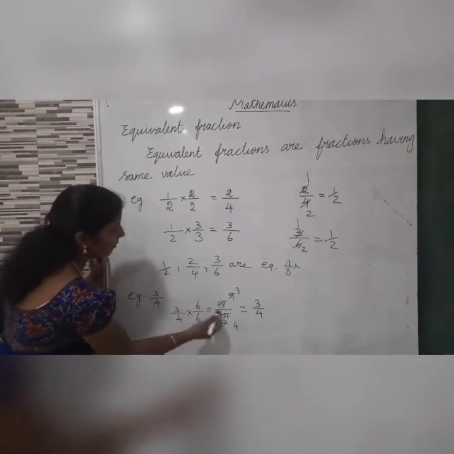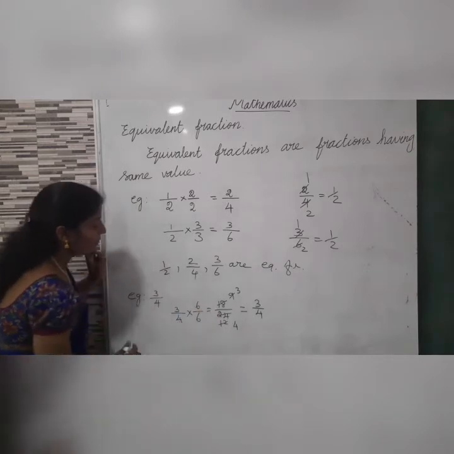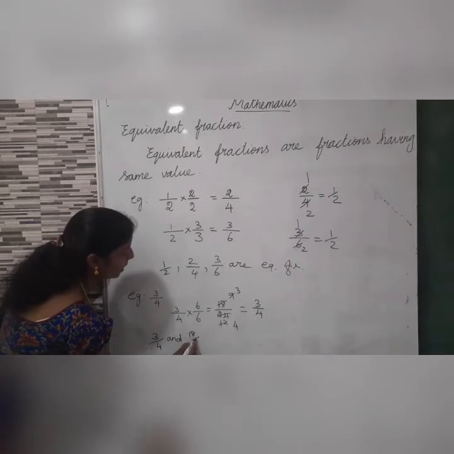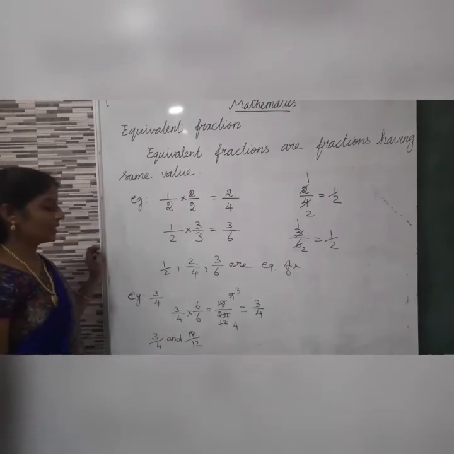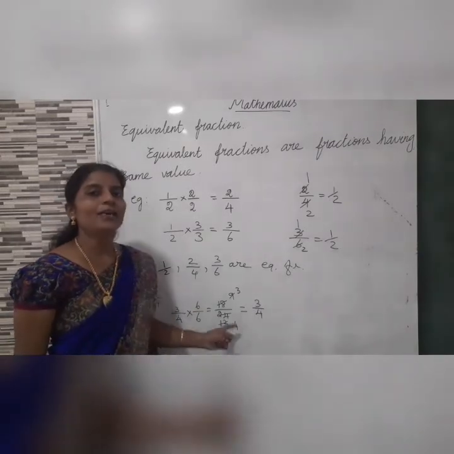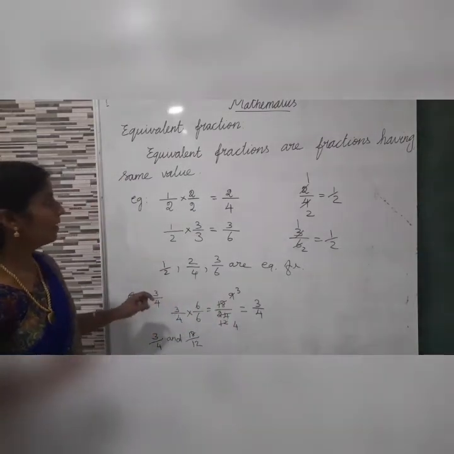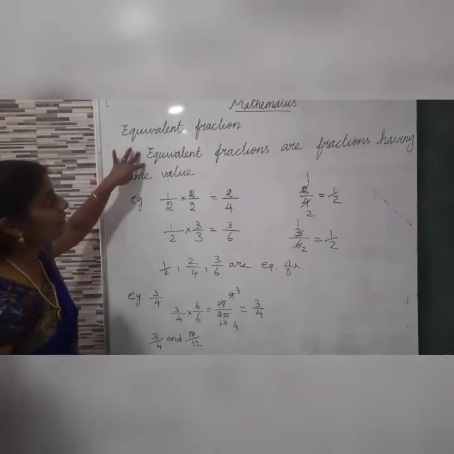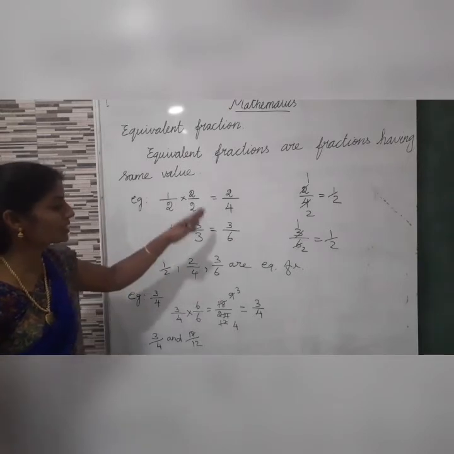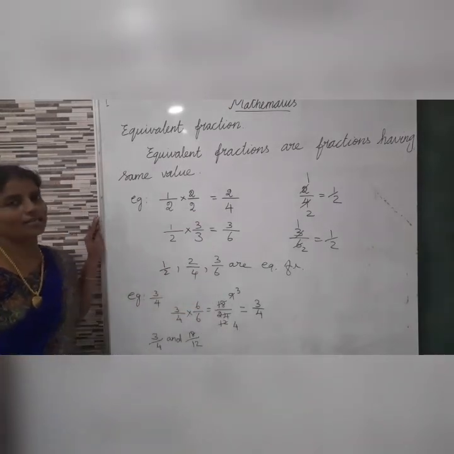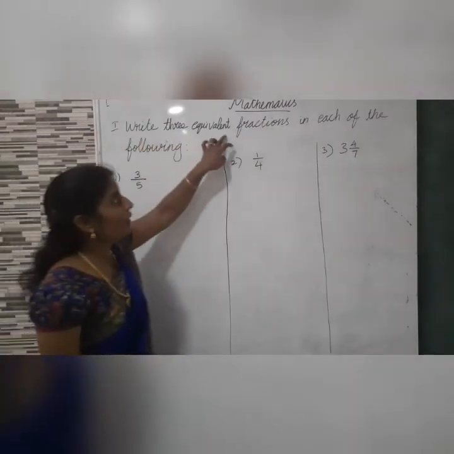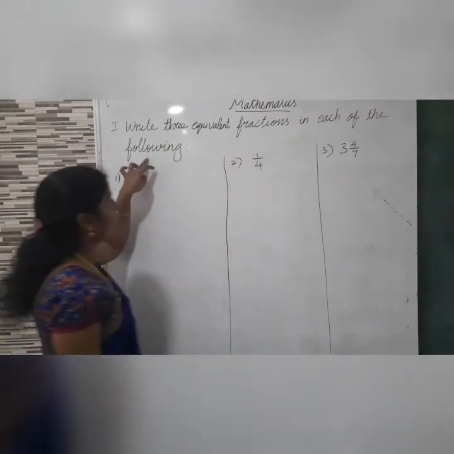What's the next equivalent fraction? 3 by 4 and 18 by 24 are equivalent fractions. Are you clear? Equivalent fractions are fractions having the same value. So these fractions are called equivalent fractions. Are you clear? Now write 3 equivalent fractions for each of the following.